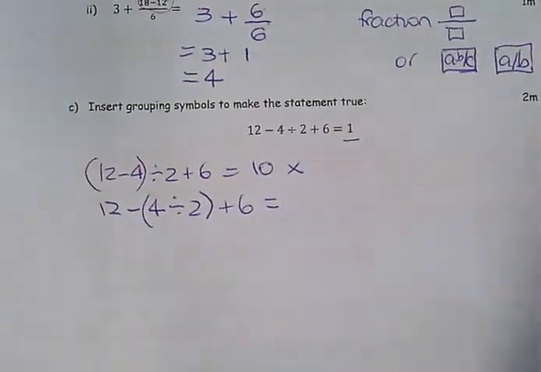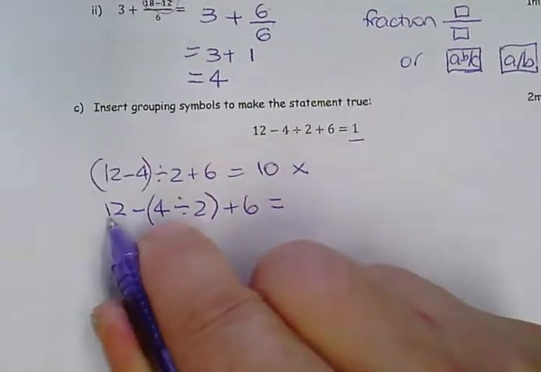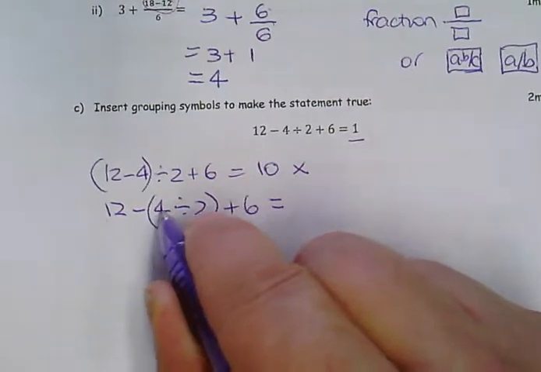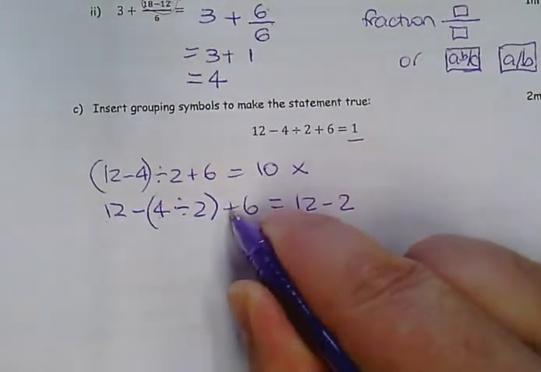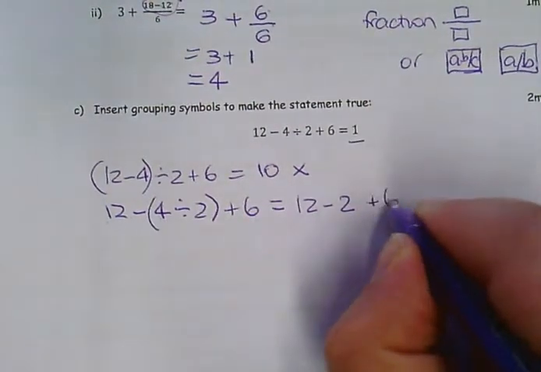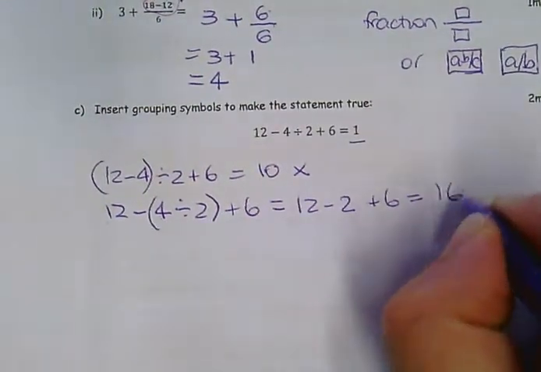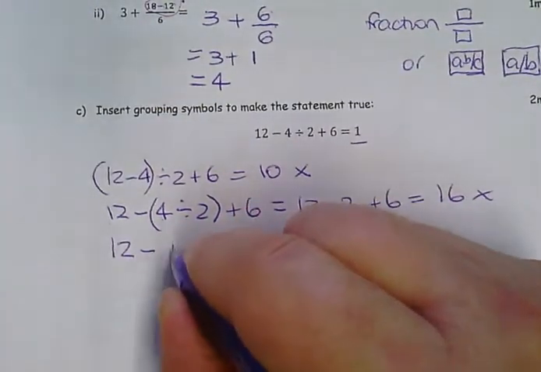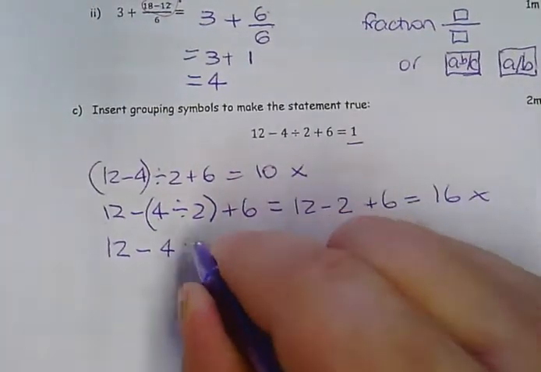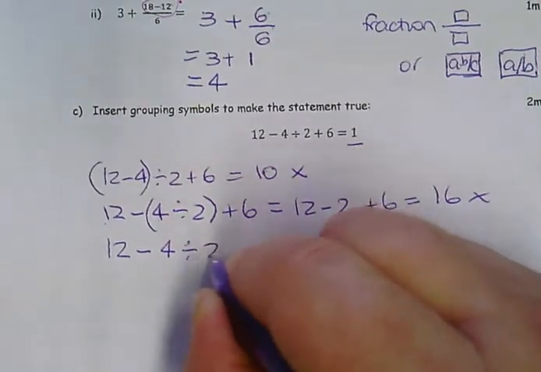But we could actually do this without a calculator if we wanted. 12 take away 4 divided by 2 is 2. So 12 take away 2. And then we've done the bracket. Plus 6. 10 plus 6, 16. Well, that's not right. We're supposed to get 1. Or you could try and put 12 take away 4 divided by 2.